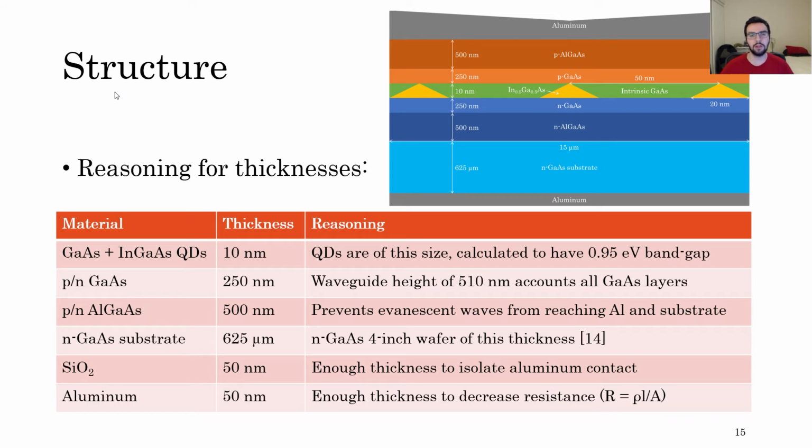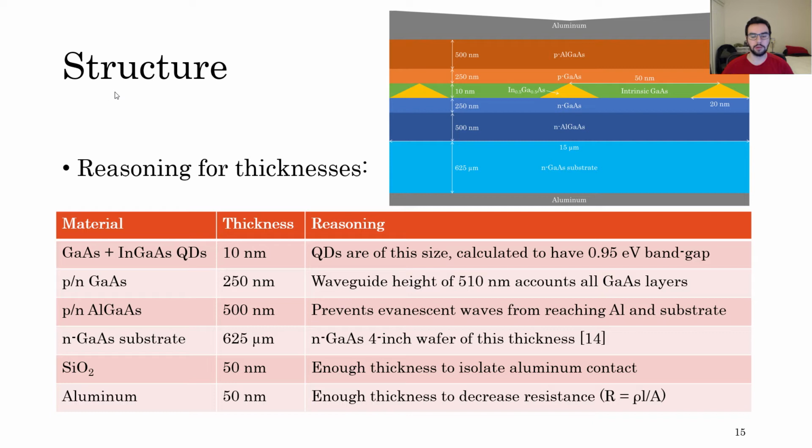I'll explain a little bit of the reasoning behind the thicknesses I chose. First, the indium gallium arsenide quantum dots are 10 nanometers thick, which I talked about. We want the 0.95 eV band gap. The P and N region gallium arsenide layers are 250 nanometers each, because we want the waveguide to be 510 nanometers in thickness. Therefore 250 plus 250 plus the 10 nanometers in the center being gallium arsenide as well will lead to that thickness, so we can have only one mode of light.